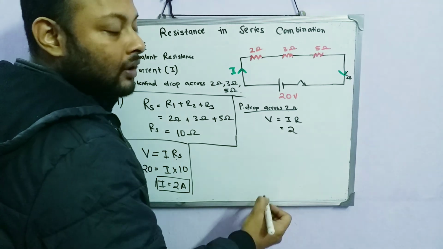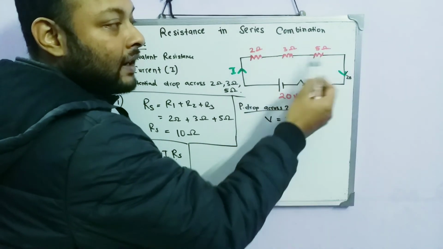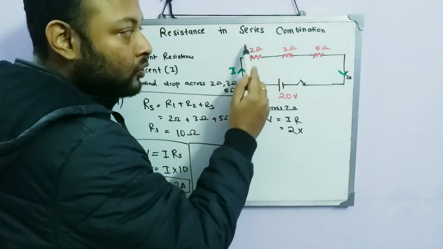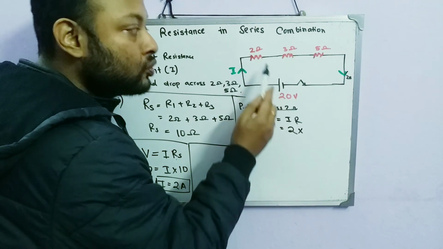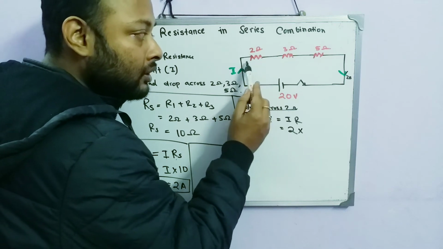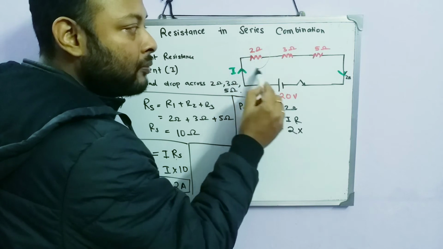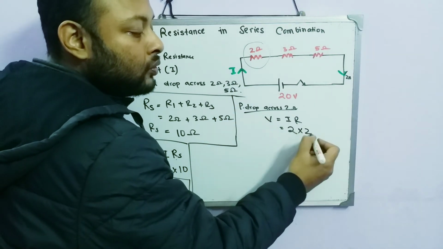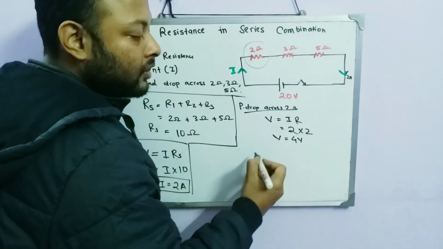So 2 ampere of current into resistance. I will not take the entire resistance. I will only take the 2 ohm resistance, because my question is to find the potential drop across 2 ohm. So I will use this resistance only, because I need to find the drop across this. So 2 into 2, so potential drop across 2 ohm is equal to 4 volt.